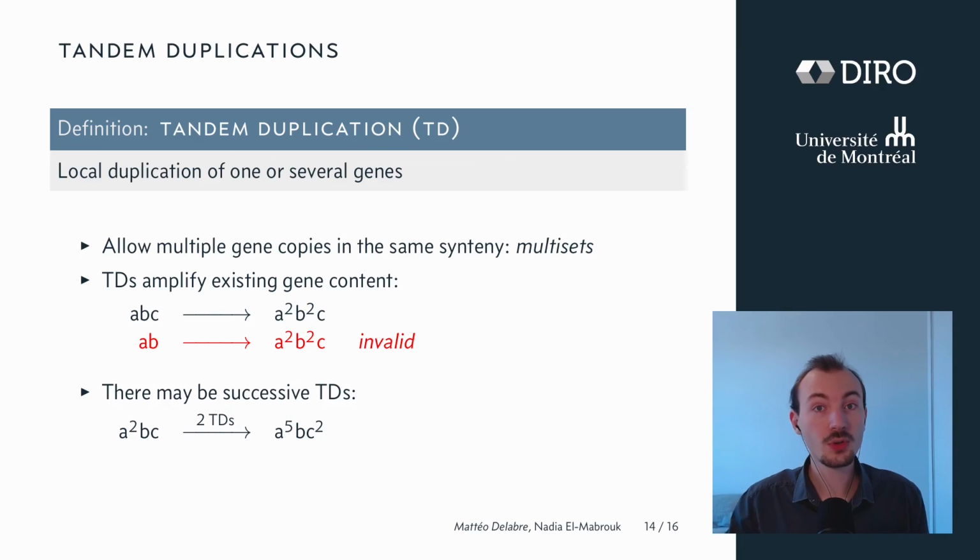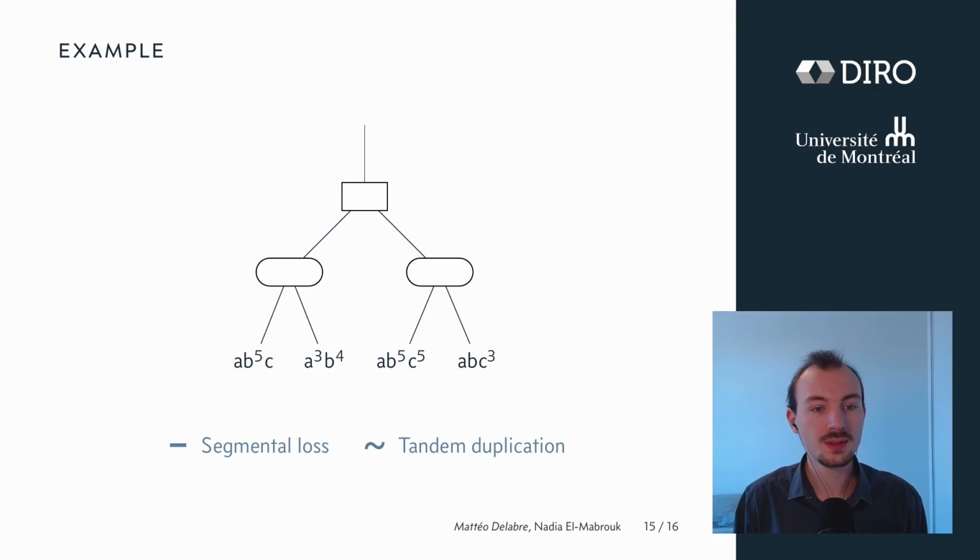Contrary to partial losses in the unordered version, there may be successive tandem duplications on the same branch of the tree. If we go from 2 copies of the A gene here to 5 copies, there was at least 2 tandem duplications to get there. This complicates the model because we no longer have only 2 choices for the synteny. Let's take a look at this example.